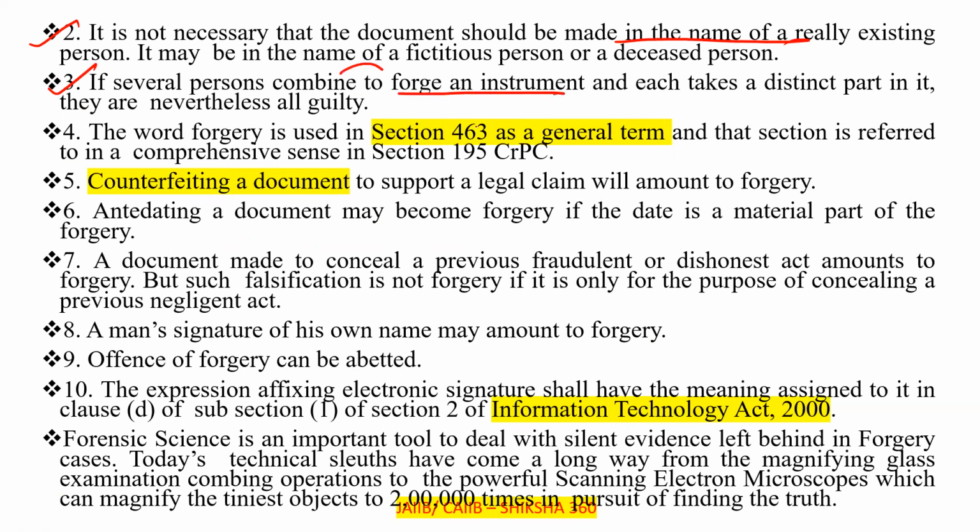Third one, if several persons combine to forge an instrument and each takes a distinctive part in it, they are nevertheless all guilty. Clear? So if several persons combine to forge an instrument and each takes a distinctive part in it, they are nevertheless all guilty.